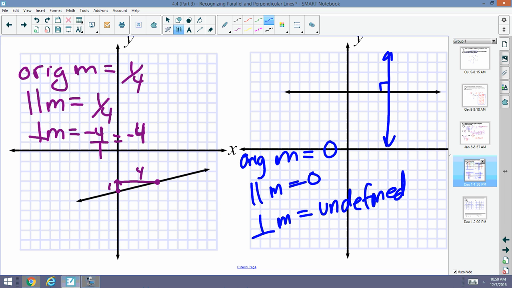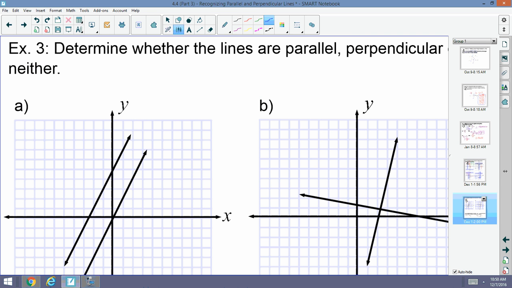Talk to me, gents. How we doing here with this? Yeah, we got one more page. Ready? You sure? Let's do this. Determine whether the lines are parallel or perpendicular.